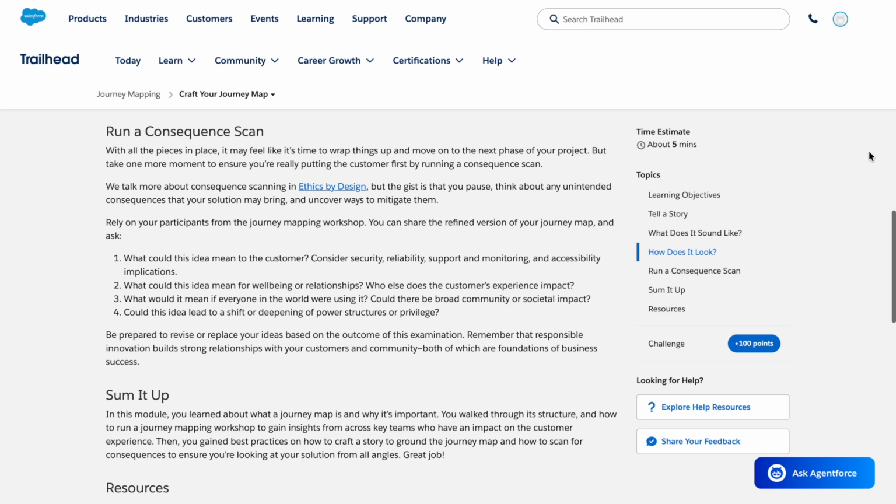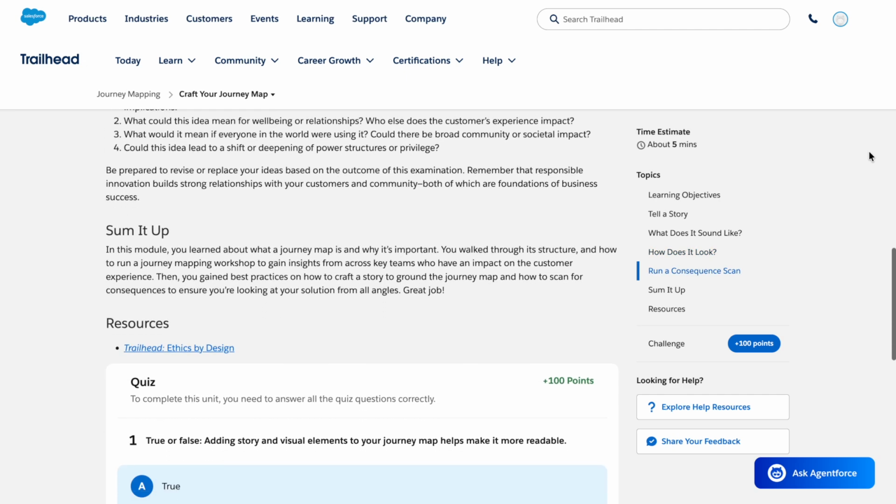Sum it up. In this module, you learned about what a journey map is and why it's important. You walked through its structure and how to run a journey mapping workshop to gain insights from across key teams who have an impact on the customer experience. Then, you gained best practices on how to craft a story to ground the journey map and how to scan for consequences to ensure you're looking at your solution from all angles. Great job!